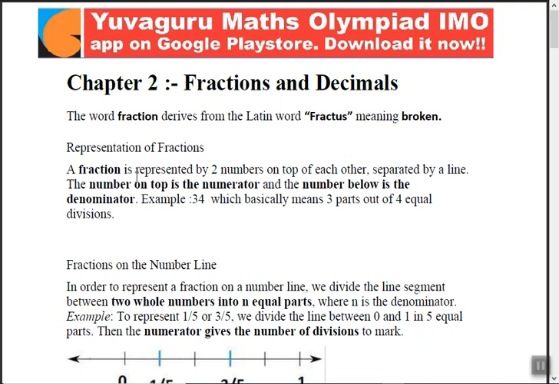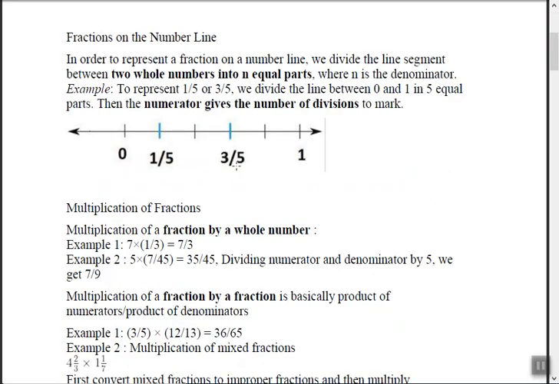They are separated by a line. The number on the top is called the numerator, and the number below is called the denominator. The example given should be 3 upon 4. Forget this one, look at 1 upon 5. 1 is the numerator, 5 is the denominator. It means one part out of 5 equal parts. Equal is very important. 3 upon 5 means 3 parts out of 5 equal parts. If the parts are not equal, then the fraction is of no use.